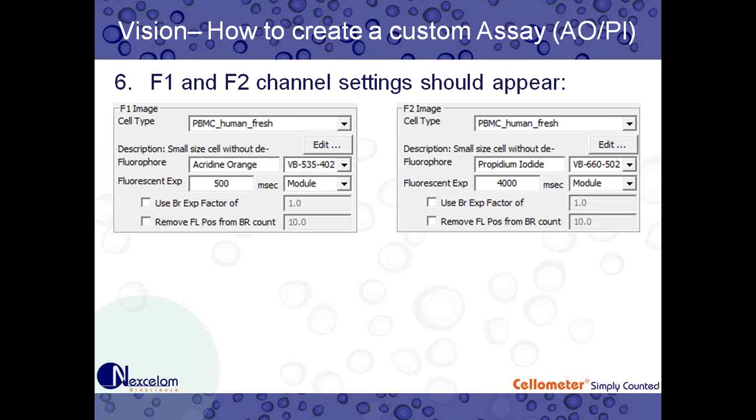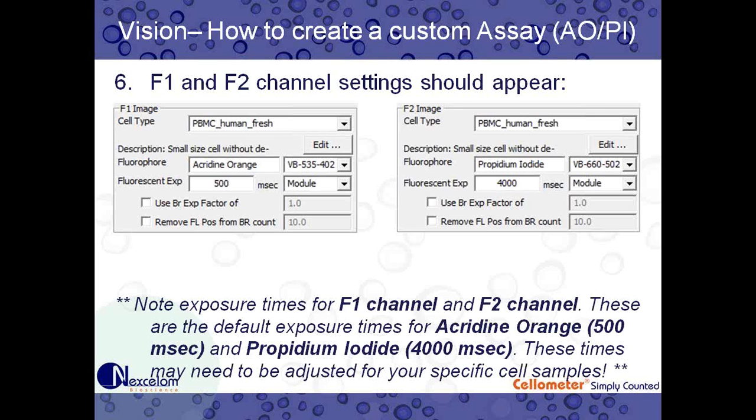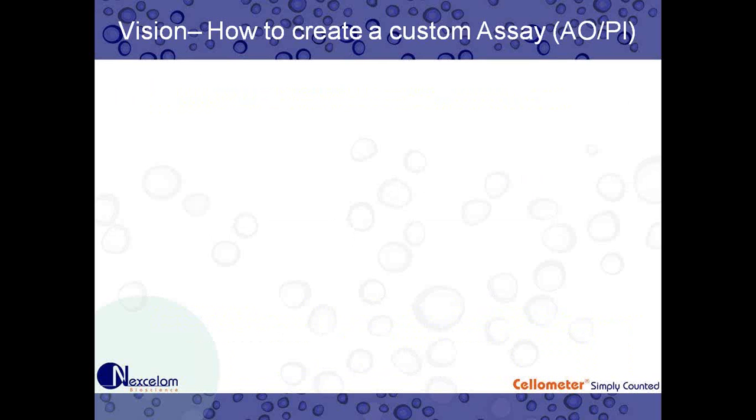And now that you have selected your F1 and F2 channels, we can further develop your exposure times. So here we have 500 and 4,000, which are the default, but it's important to know that each cell sample is different. So while we can start here, it may definitely take a couple of tries to get the correct exposure time for your sample.